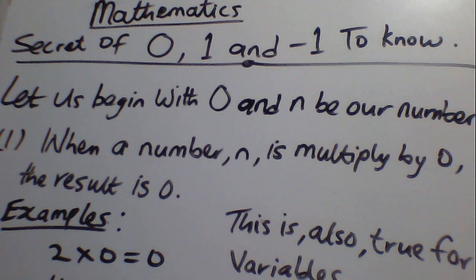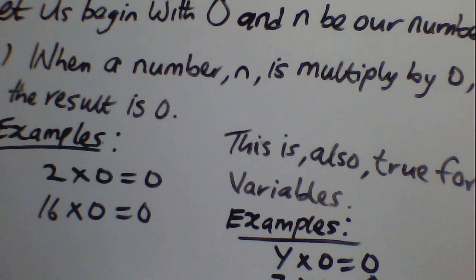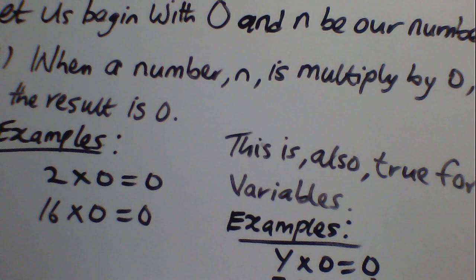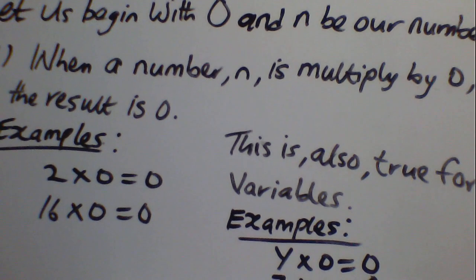The first secret you have to know about 0 is that when a number n is multiplied by 0, the result is 0. That is the first thing. So when a number or a variable is multiplied by 0, the result is equal to what? 0. For example, 2 multiplied by 0 is equal to 0. 16 multiplied by 0 is equal to 0.